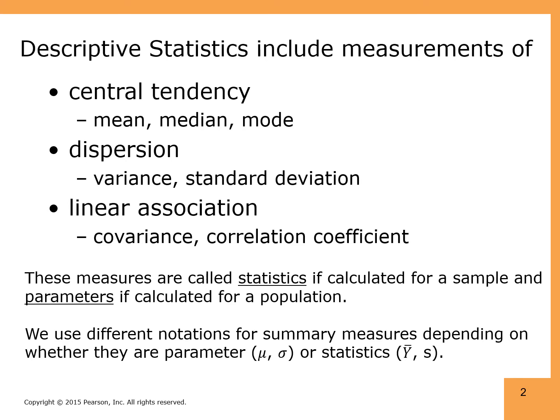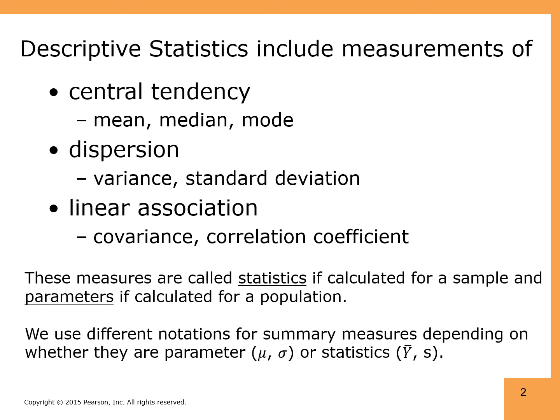The first one is the one that measures central tendency, such as mean, median, mode. The second one is the one that measures the dispersion, such as variance and standard deviation. And the third one is the one that measures the linear association between 2 variables, such as covariance and correlation coefficient.